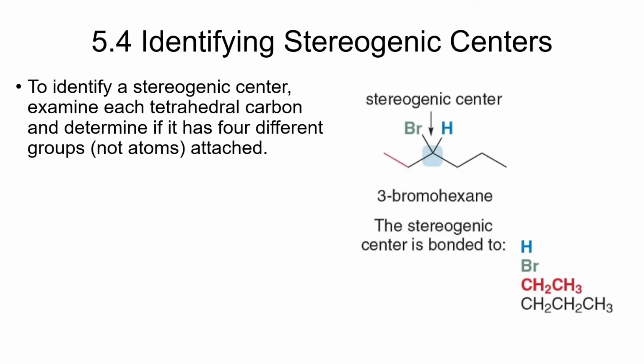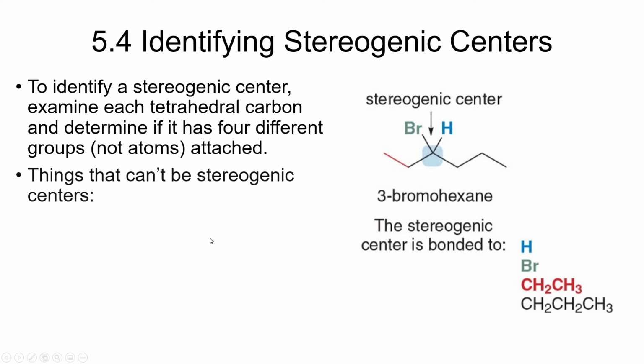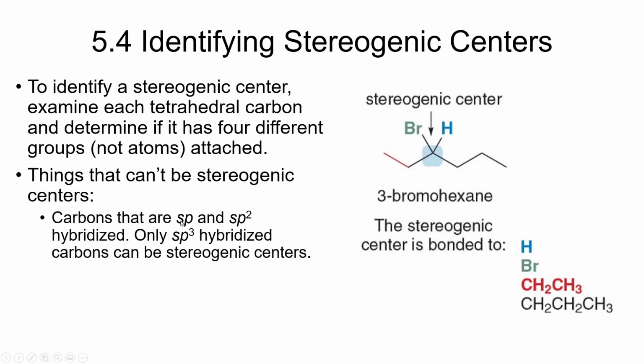Here is an example. This has 4 different groups attached. The 4 groups that are attached are going to be hydrogen, bromine, there's an ethyl, and a propyl that are attached to this carbon. So things that cannot be a stereogenic center would include things that are not sp3 hybridized. So in other words, things that are sp or sp2 hybridized. Only tetrahedral or sp3 hybridized carbons can be stereogenic centers.